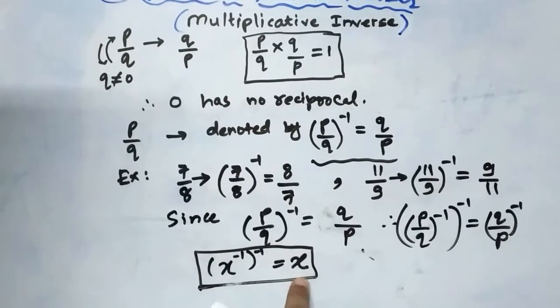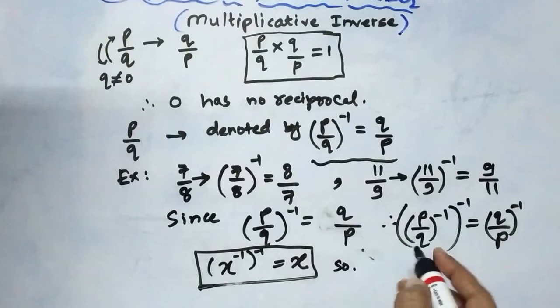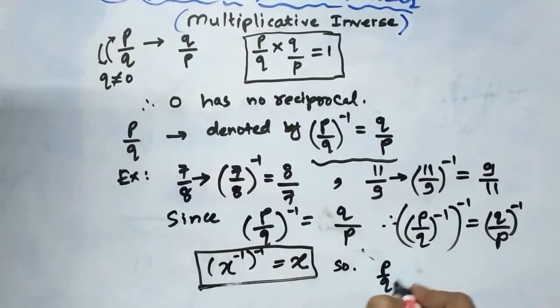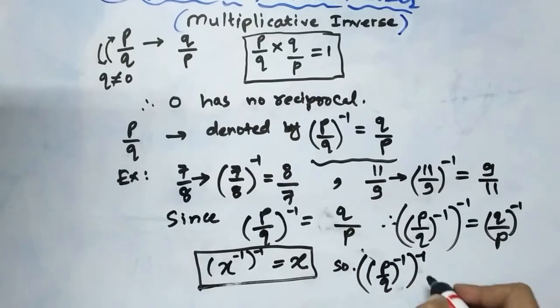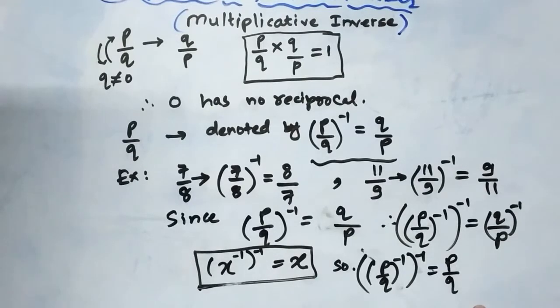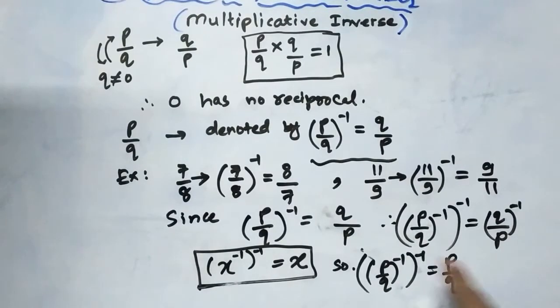So friends, in general, if you take the reciprocal of p by q, and again take one more reciprocal, what are we going to get? We will get the original rational number p by q. So what does it mean? The reciprocal of the reciprocal of a rational number is the number itself.